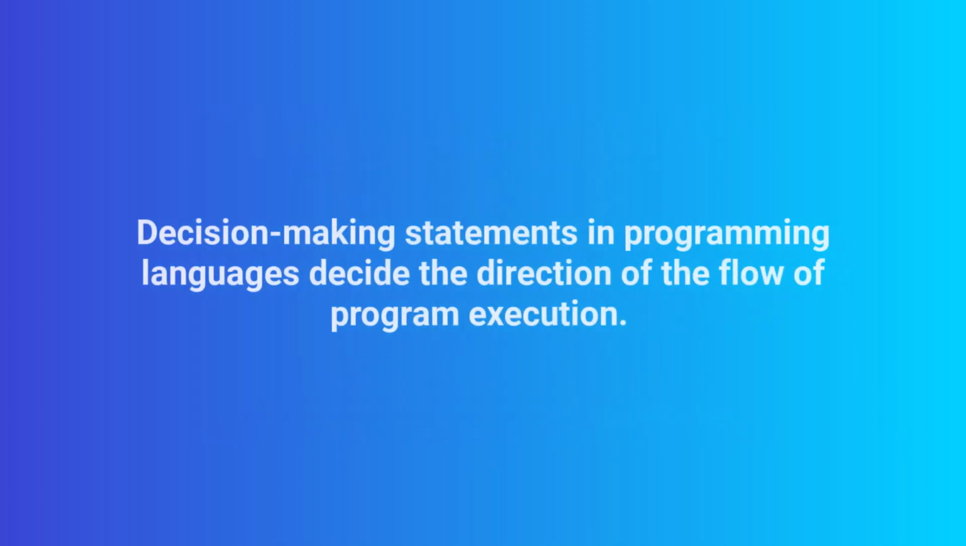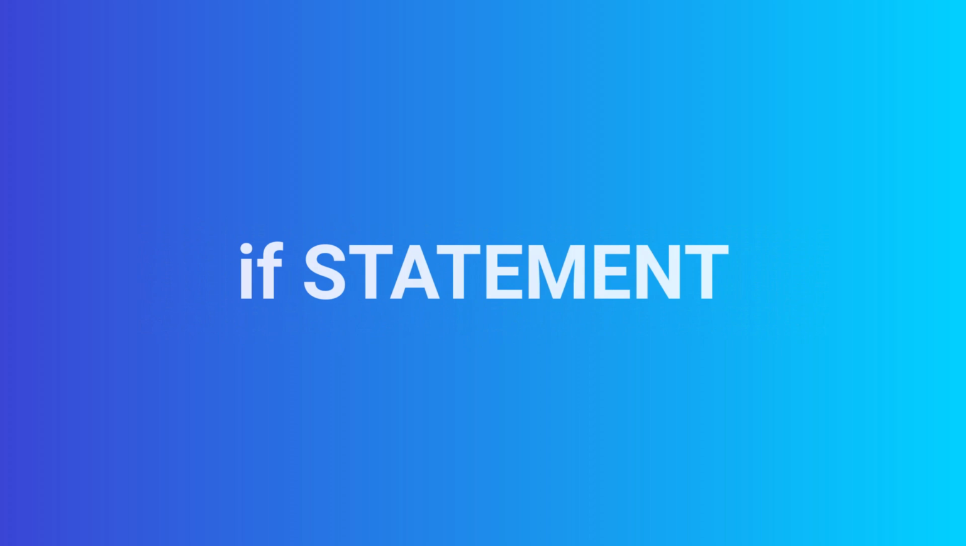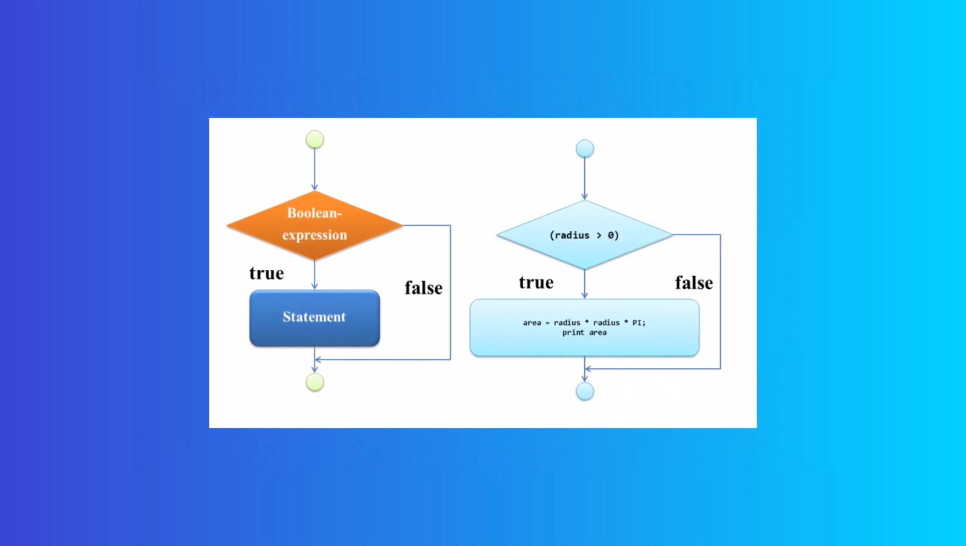Decision making statements in programming languages decide the direction of the flow of program execution. So now let's discuss the if statement. The if statement is the simplest decision making statement. If the Boolean expression evaluates to true, then the block of code inside the if statement will be executed. If the Boolean expression evaluates to false, then the block of code inside the if statement will not be executed. The code after the end of the if statement will be executed if it is false.